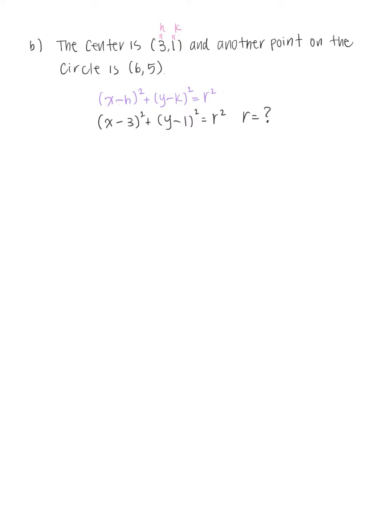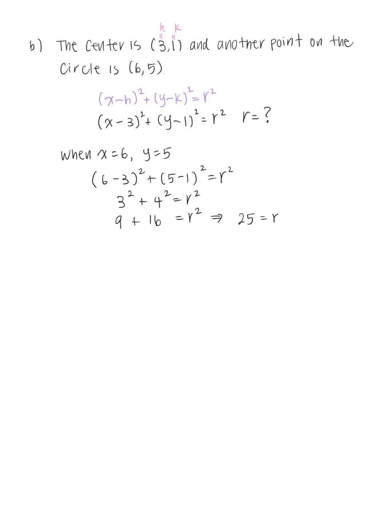So let's do it. So here, let's just say when x is 6 and y is 5, then we're going to plug those values into the equation that we just wrote. So then here, what we're going to get is 6 minus 3 squared plus 5 minus 1 squared equals r squared. So here we're going to have a 3 squared plus 4 squared equals r squared, which is 9 plus 16 equals r squared, which means that 25 equals r squared.